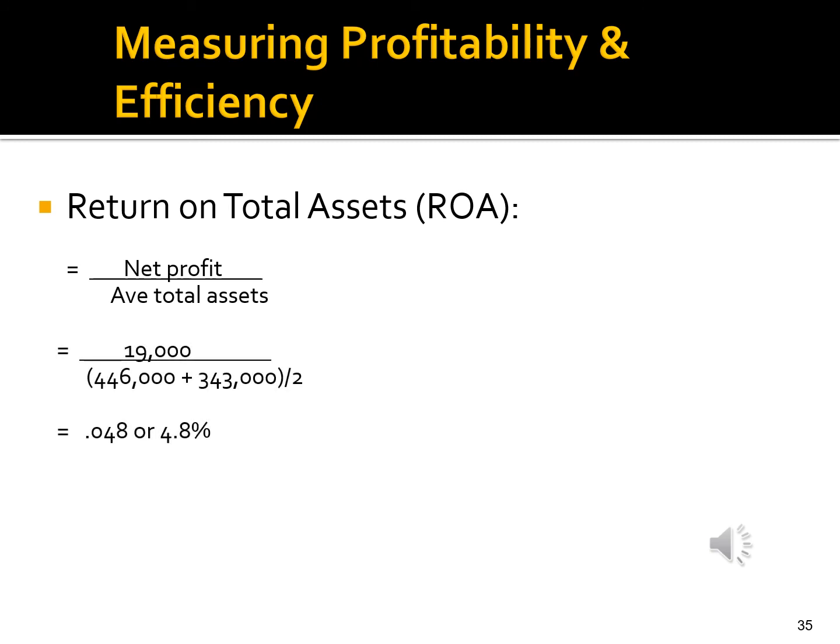This is the common ratio that people use to measure the profitability of the business, which is ROA, return on total asset, which is calculated by net profit divided by average total asset. Okay, the net profit earned by the business divided by the total assets that the company has. So in this example, the net profit is 4.8% over the assets that the company has.